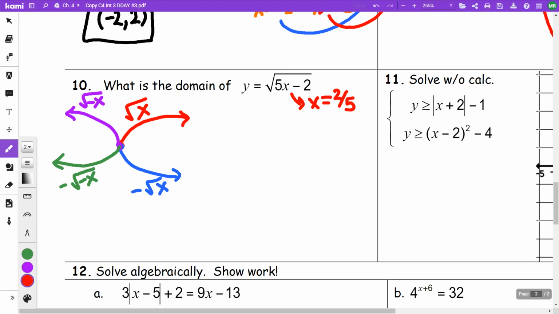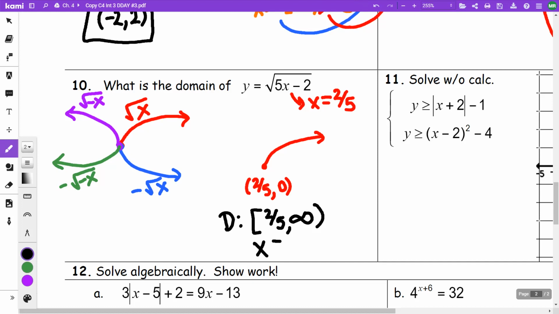So let me just put it down here a little bit more. It's going to be starting at (2/5, 0), because there's nothing outside adding or subtracting. So what does that mean? Nothing to the left of this graph will have any x values. So my domain is going to start at 2/5 and then go to infinity, or x is greater than or equal to 2/5. That's another way of thinking about it.